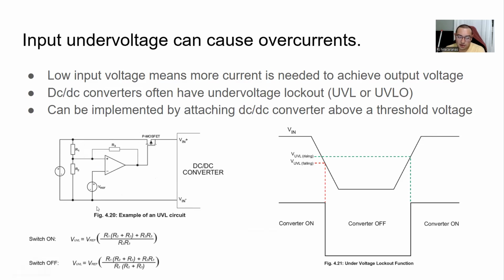And using this circuit, you can set these undervoltage lockout thresholds. So above this voltage here, the switch will be on, and then the DC to DC converter will start working. And then the switch will be off below this voltage here. And here you can see what that looks like in this voltage diagram versus converter state and switch state.